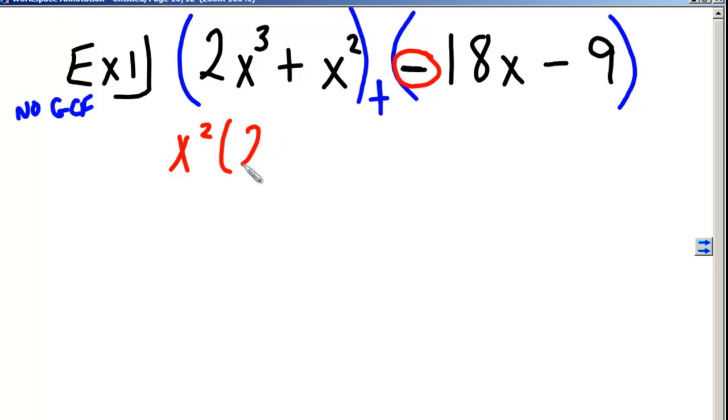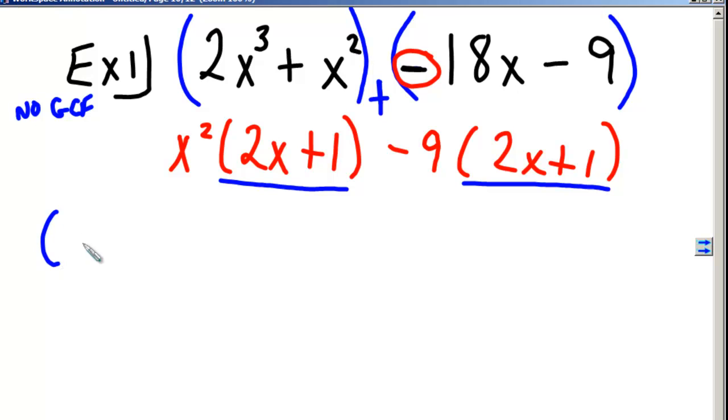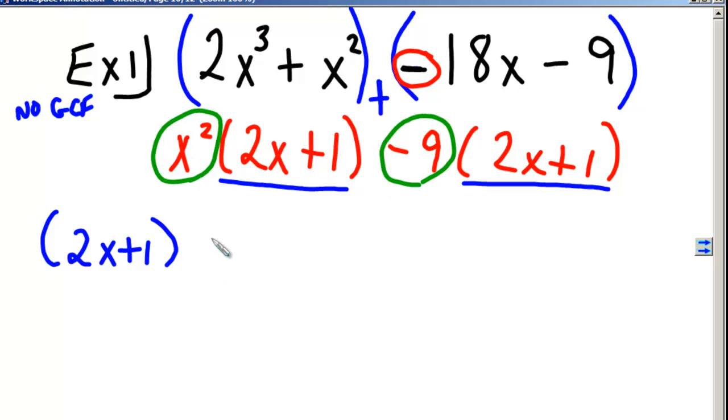This leaves 2x plus 1. And in the second factor, we could pull out a negative 9. And this leaves 2x plus 1. So far, so good, because this matches and this matches. So we know one of our factors is 2x plus 1. The other factor is what is left over, x squared minus 9.